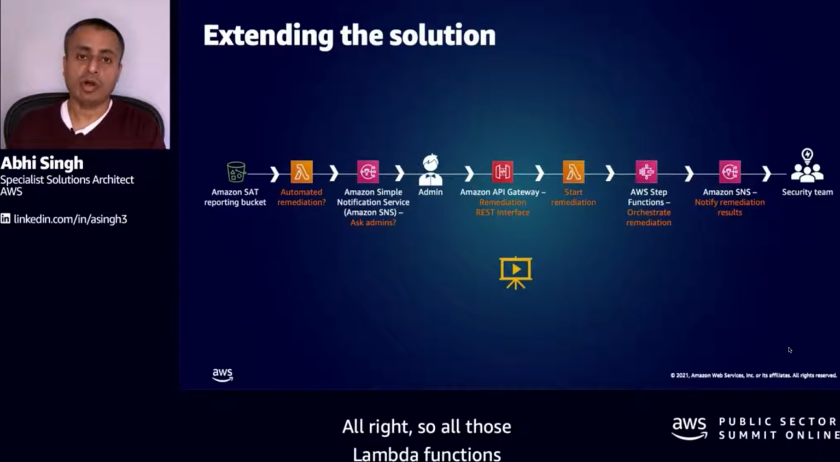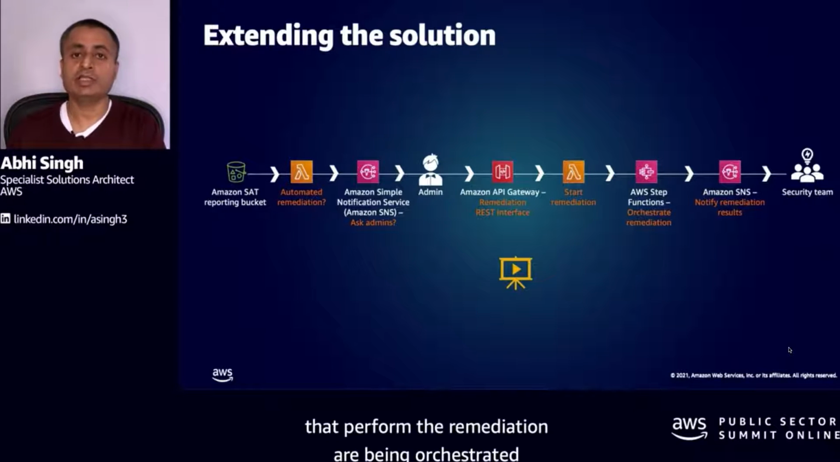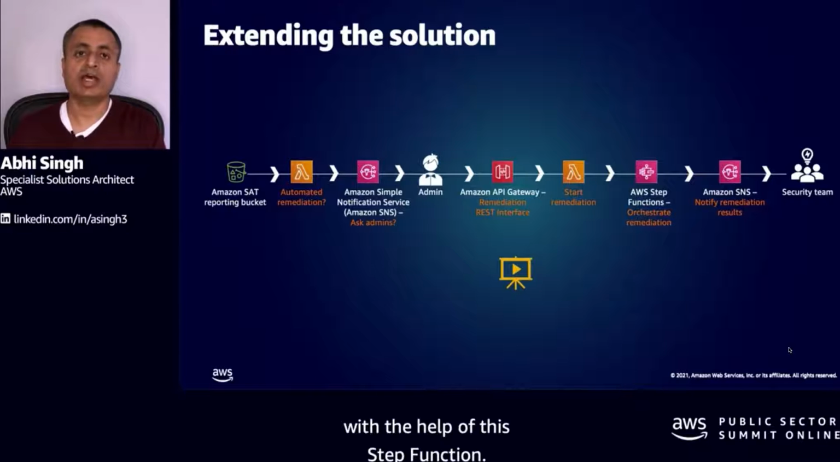All right, so all those Lambda functions that perform the remediation are being orchestrated with the help of this step function. And I expose this step function's API via API Gateway. So the whole flow looks like this.